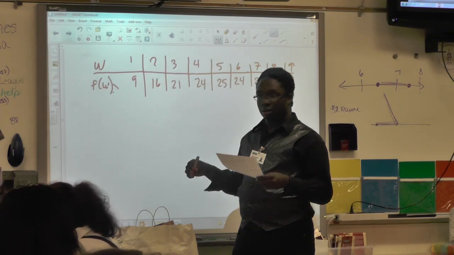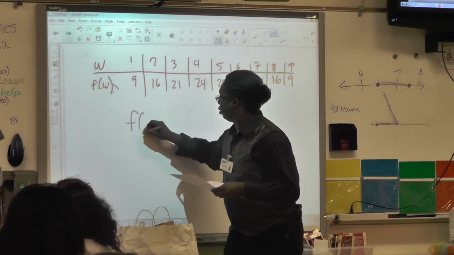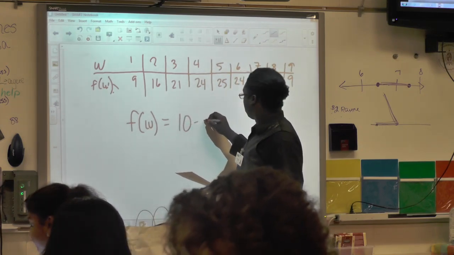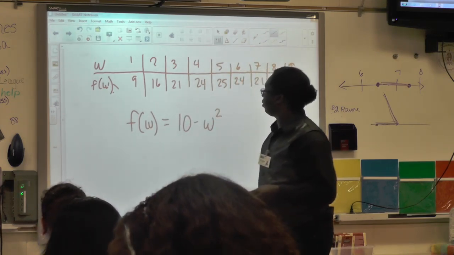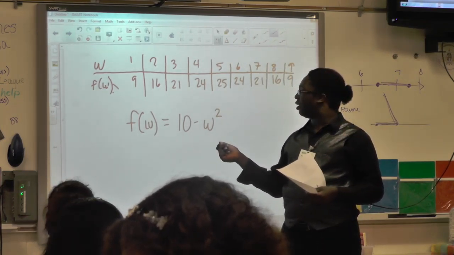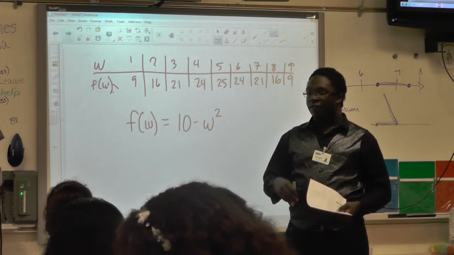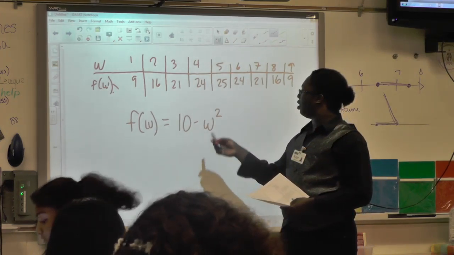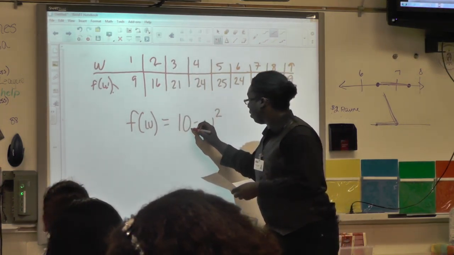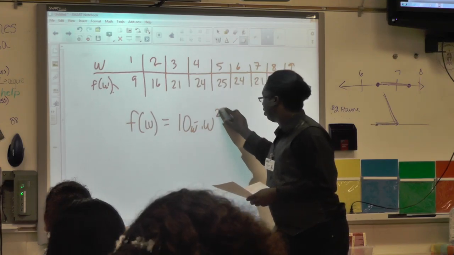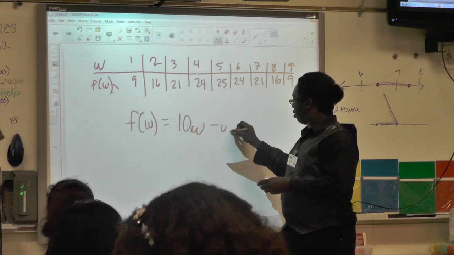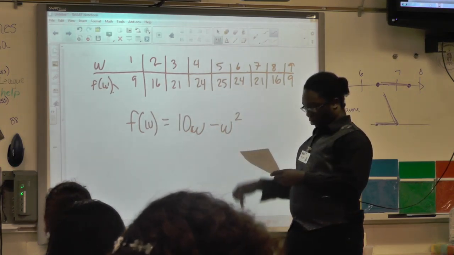Okay, the equation was F of W equals 10W subtract W to the second power. So that's how you got the value of F of W. So if W was 2, it's 10W subtract W squared. Oh, I'm sorry. And tell them what shape this is. Rectangle. So does that limit the numbers you can pick?